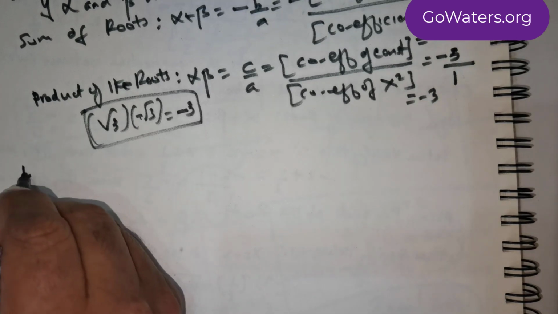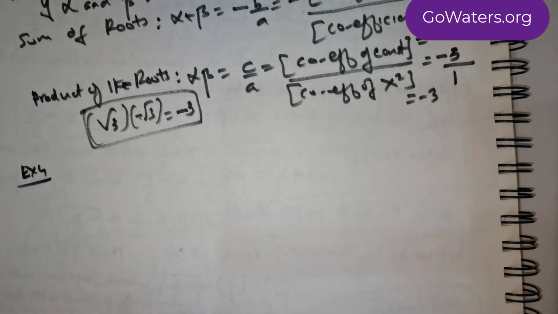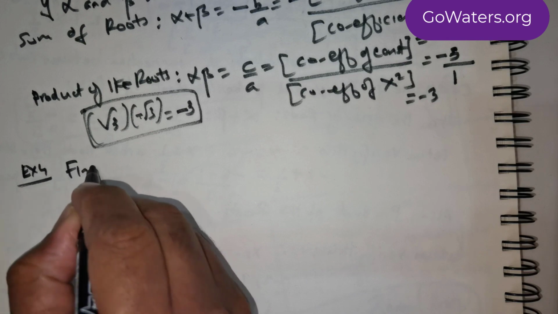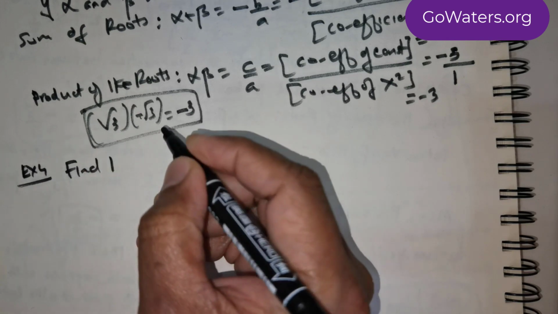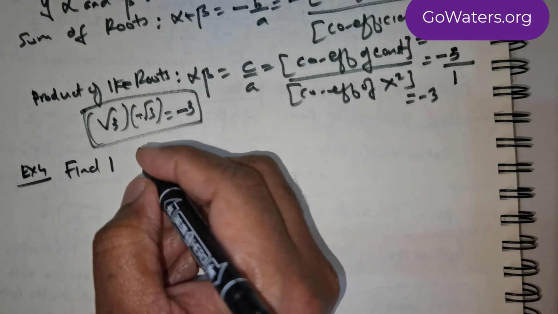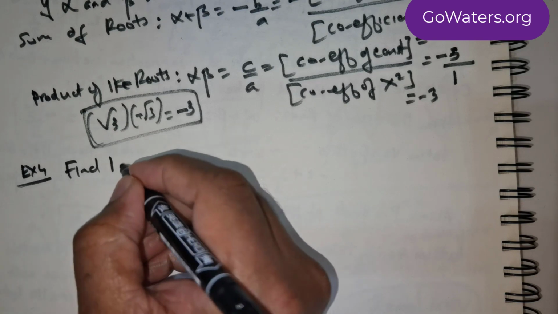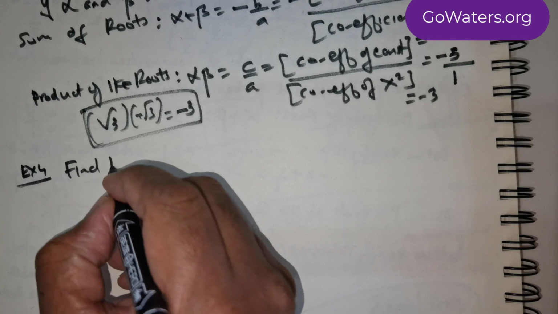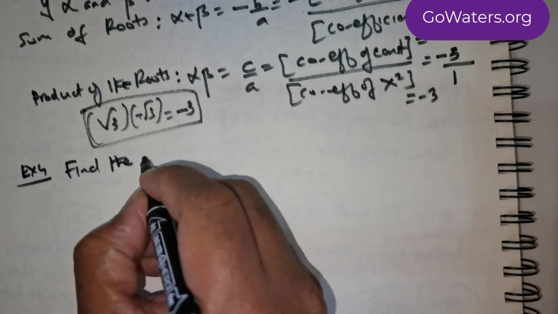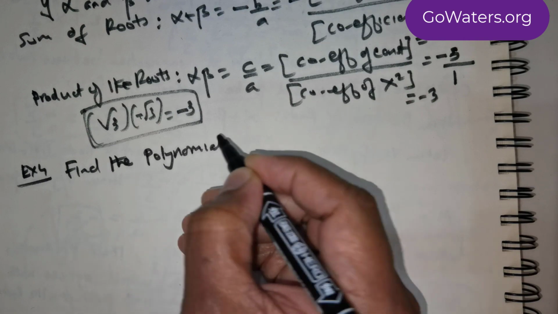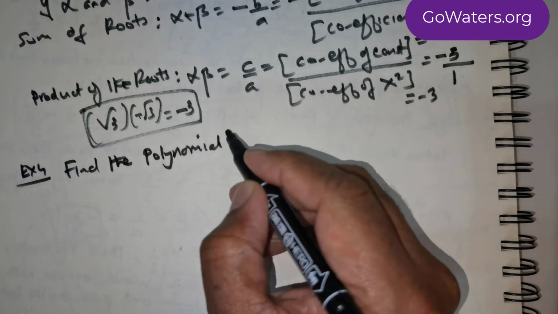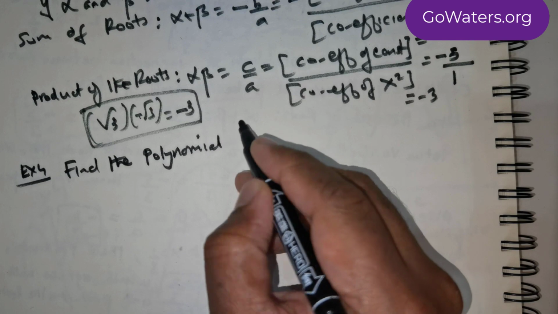Now this is example 4. Now this is slightly different. It is asking us to find the polynomial. This is also a very important question. If you are preparing for entrance examination, any form of entrance examination, this will be a very important question. Find the polynomial. They are asking us to find the polynomial, right? And in this case it's a quadratic polynomial.